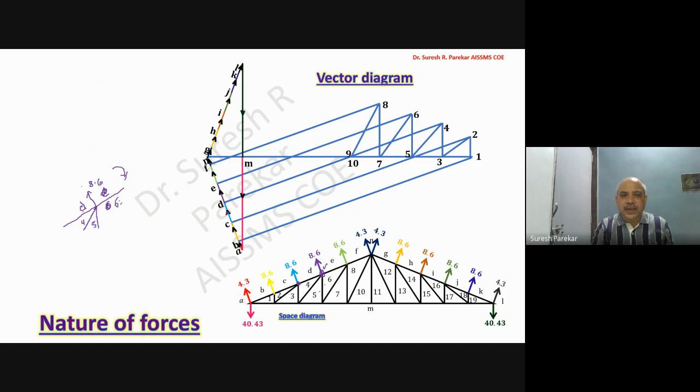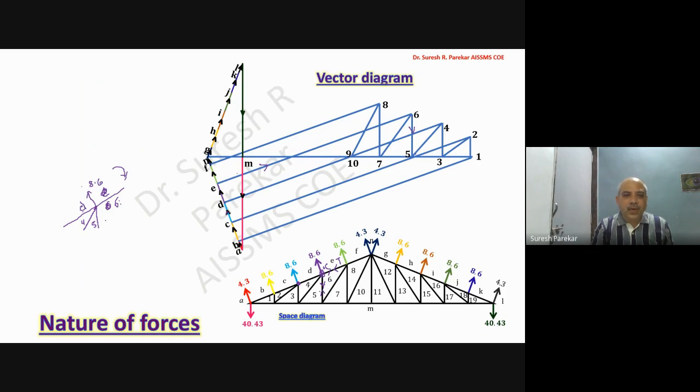Then E to 6. Now we have E over here. E to 6, we are going upward. So this is away from the joint, so we will get tension over here. Then we have 6-5. So we have 6 over here, and 5 we have downward. So 6-5 we are going downward. Then again we have tension over here.